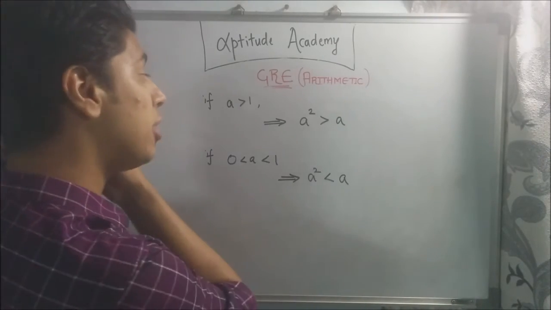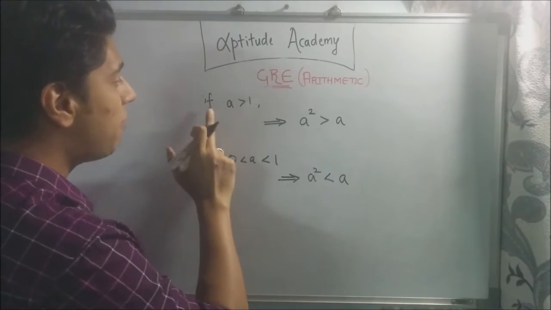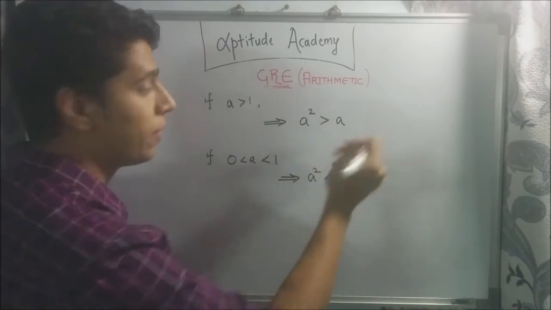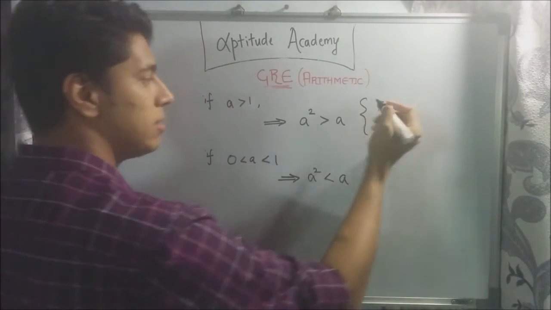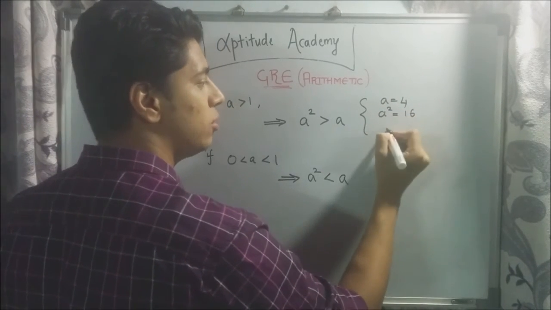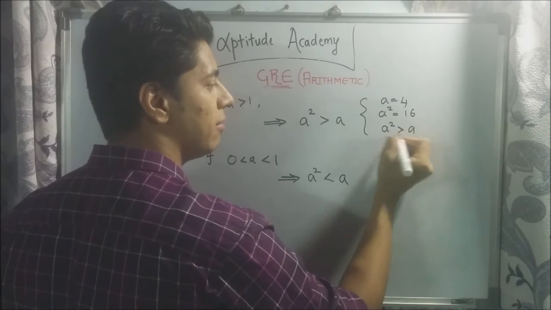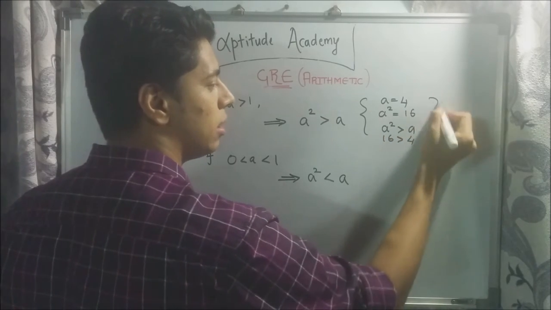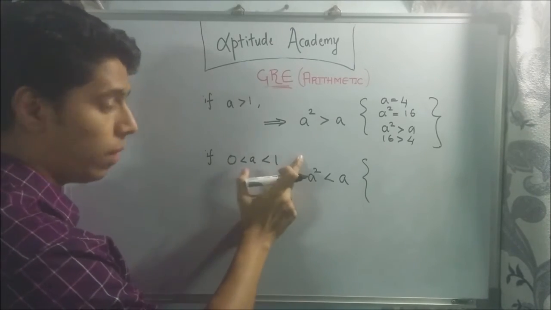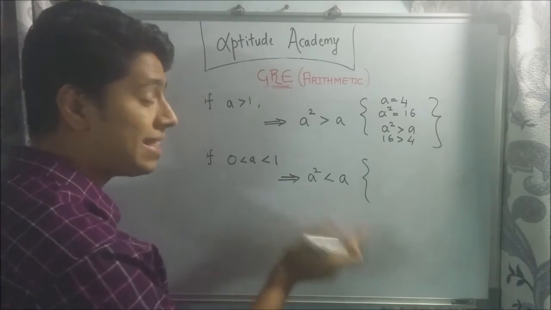Now the final property that you need to learn, and it's a very important property: if a is greater than 1, then the square, a square, is always greater than a. For example, let's take a number greater than 1, say 4. a is 4, a square is 4 into 4, 16. So a square is greater than a. 16 is greater than 4. Correct.